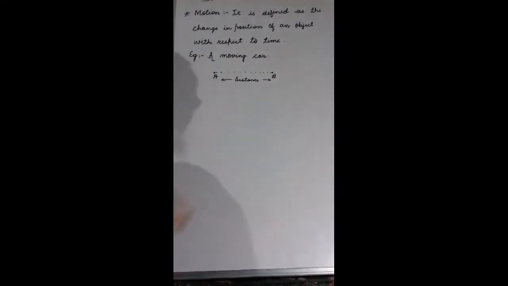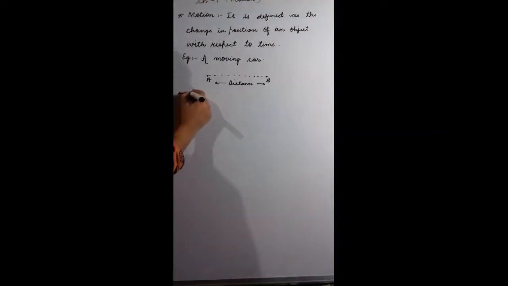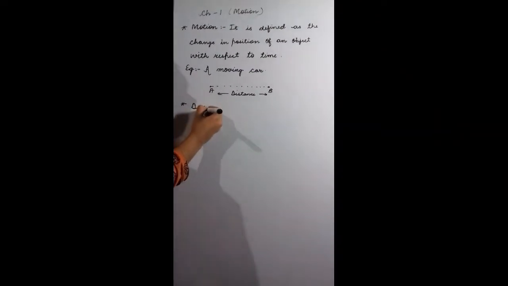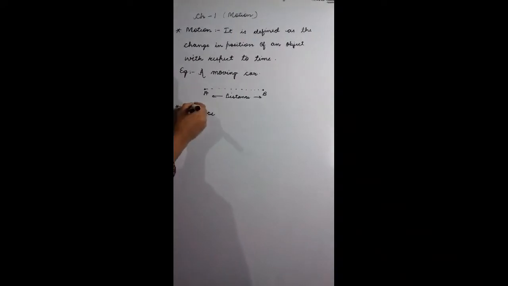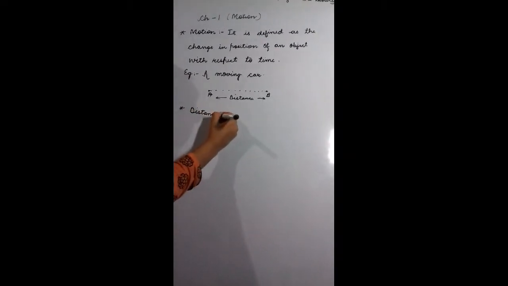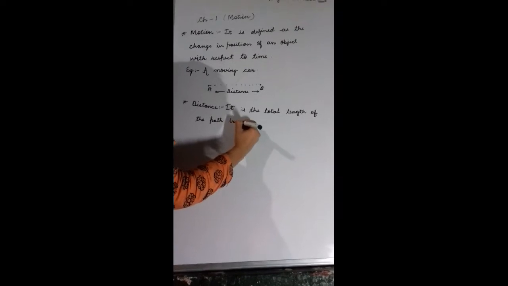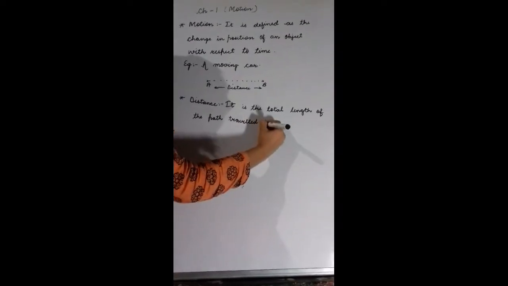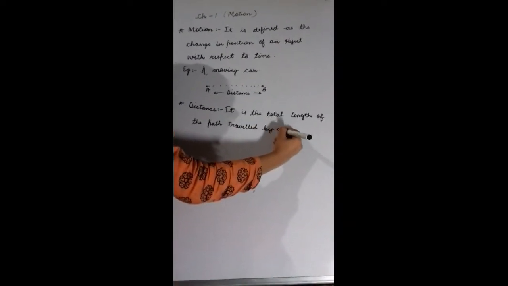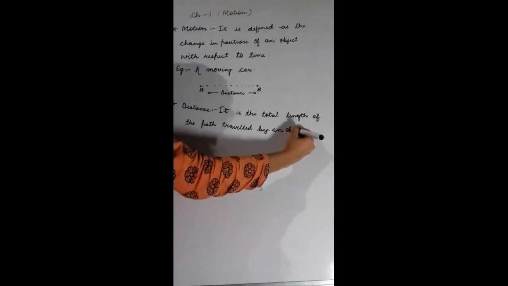The first thing that you observe is that the position of that person is changed. The other thing you observe is that it has covered some distance. So let's revise distance. Distance is the total length of the path traveled by an object. So here the distance covered is AB.